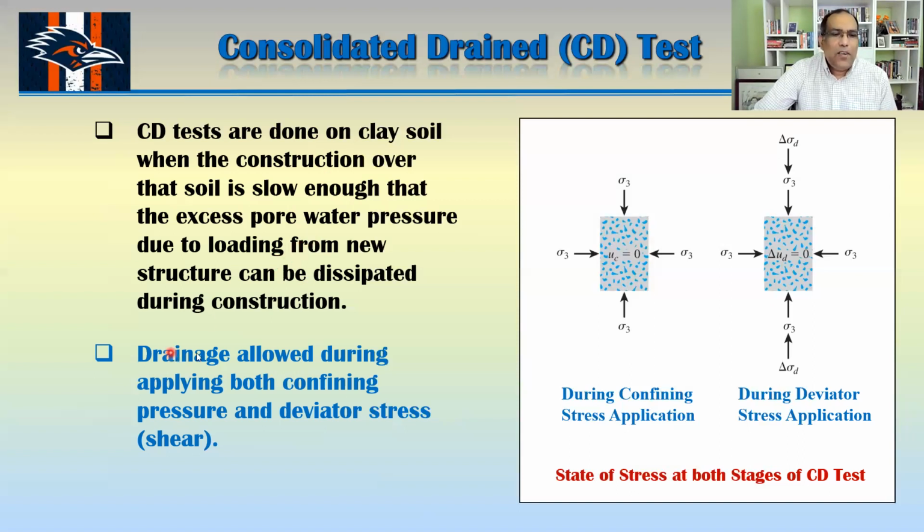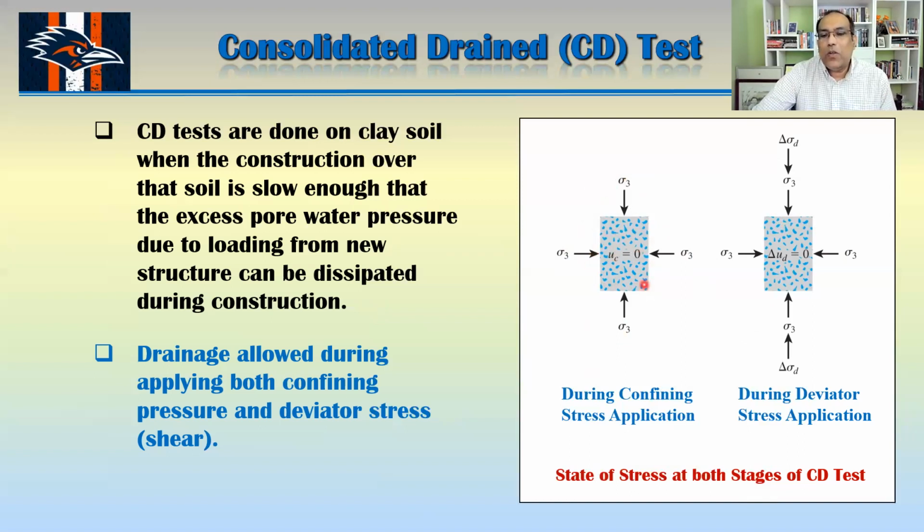Now you can see the drainage is allowed while applying both confining stress and deviator stress. We already talked about that. If you look at the state of stress at both stages of the CD test, this is the first stage. I'm applying sigma 3, or confining stress, in such a way that your pore water pressure would be 0, meaning I'm allowing the specimen to consolidate.